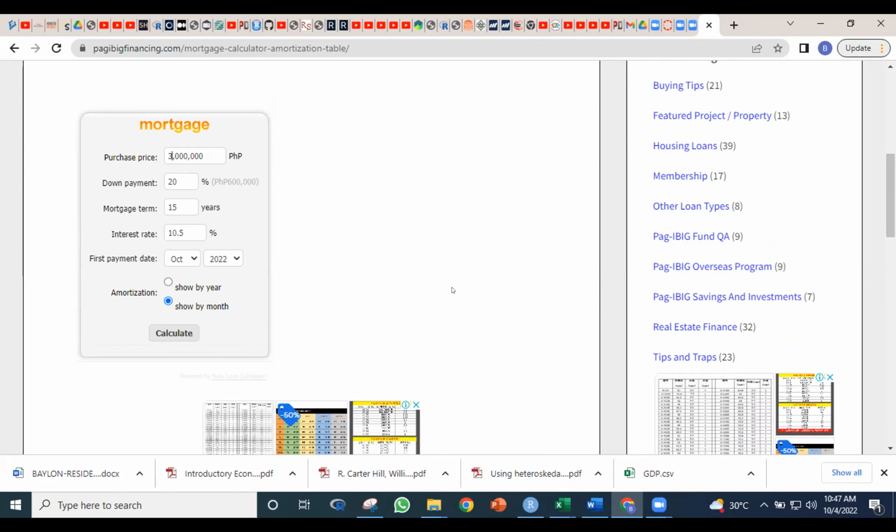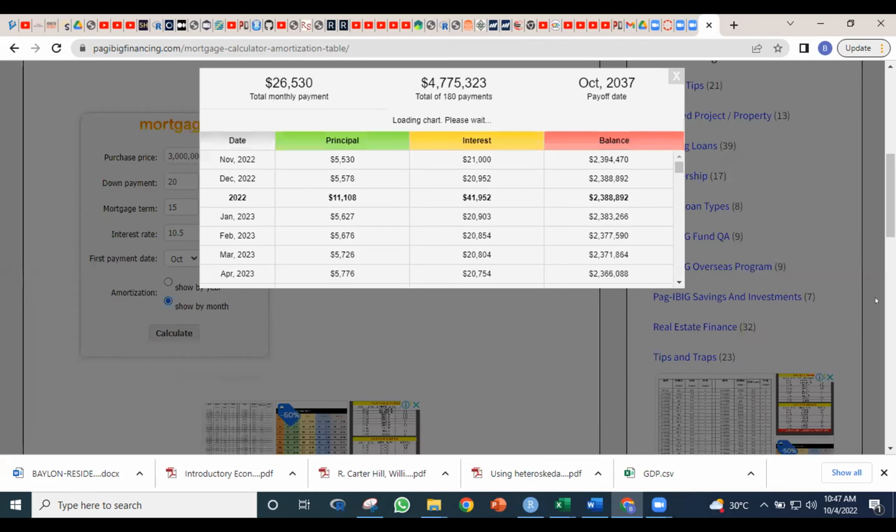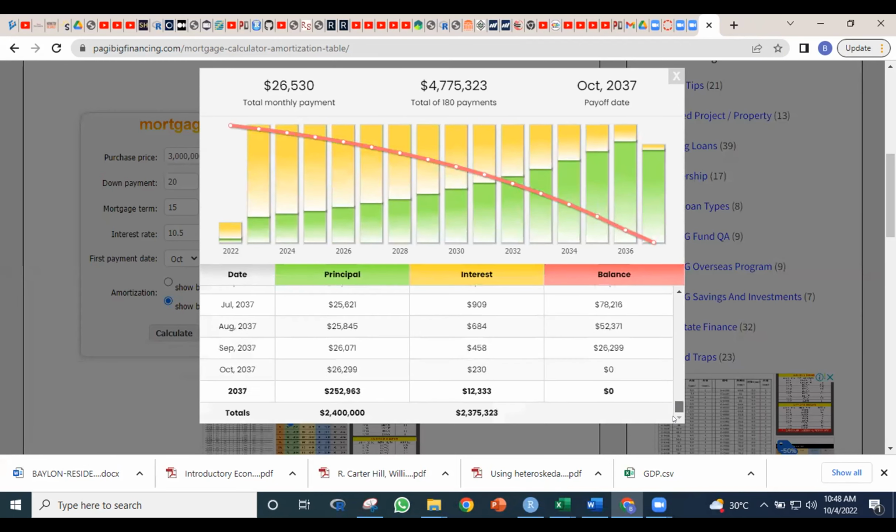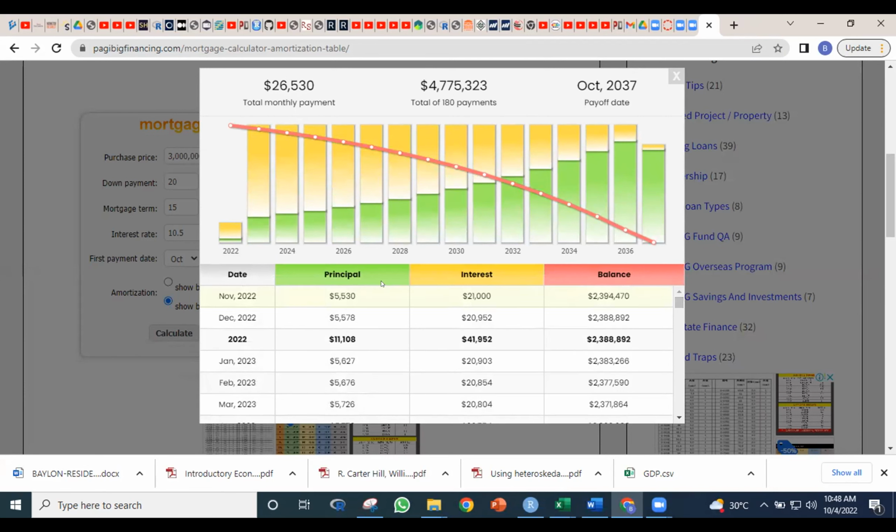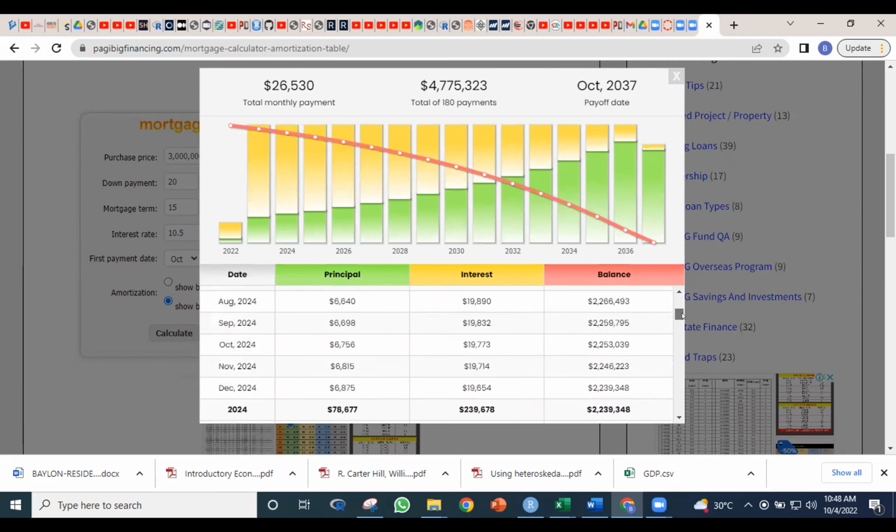By month, because the interest is paid monthly. So if we calculate this, all right, this is now the amortization schedule. So you borrowed in October. This is an ordinary annuity, so the payment will be in November. The total payment, the amortization, is 26,530. There will be a total of 180 payments. Why? Because this is 15 years times 12 months, so that's 180. And then the loan will be paid off October 2037. So next Friday, we're going to learn how to do this. This is what we call an amortization table.